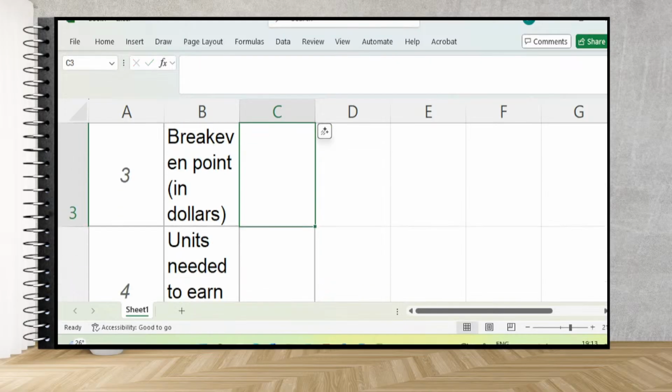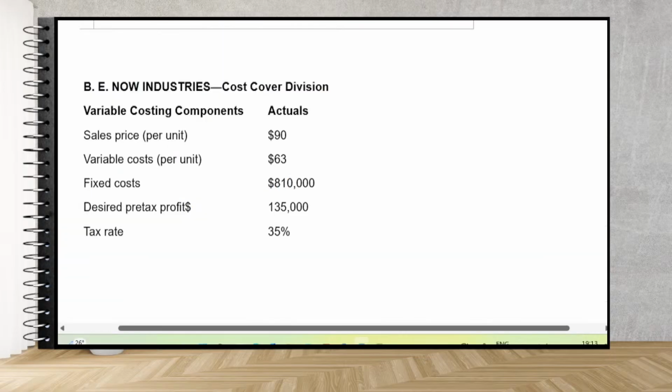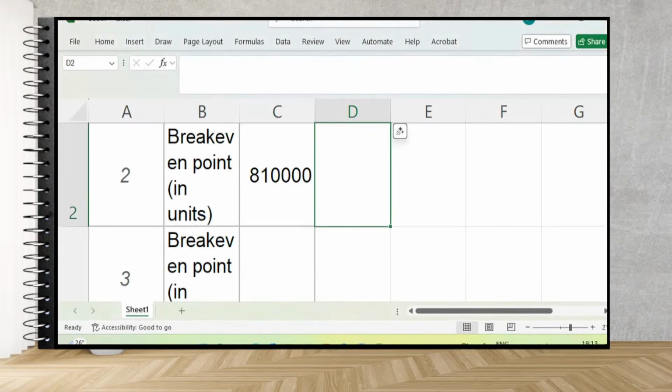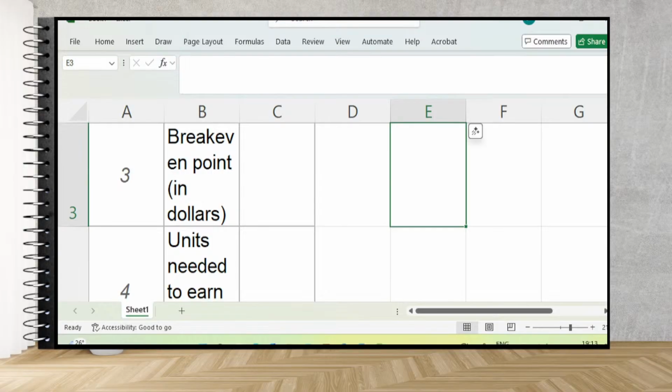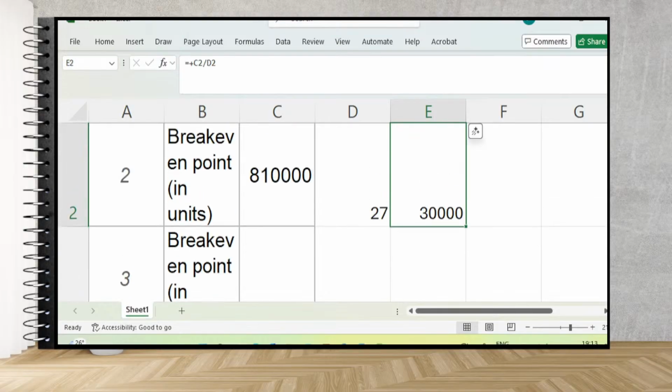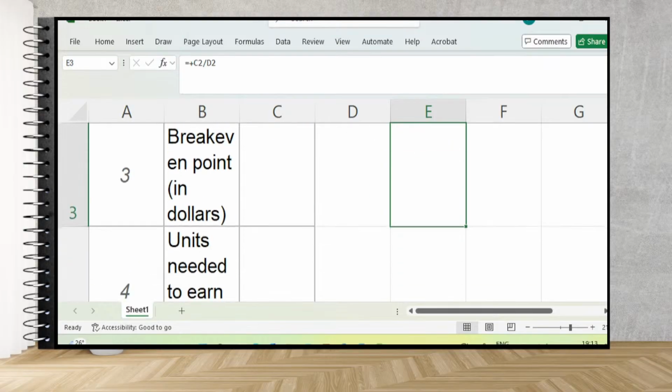And what is the contribution margin per unit? 90 minus 63. Sell price per unit minus variable cost per unit. So it is 27. So 8,10,000 divided by 27. This is in number of units. So 30,000 is the answer for the first question.